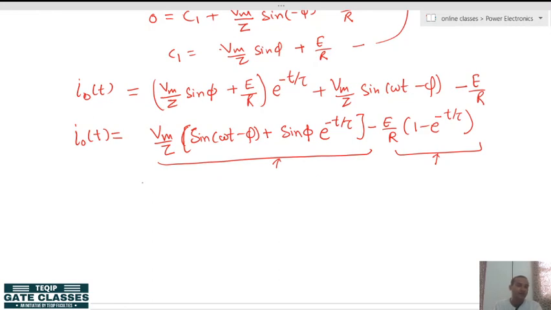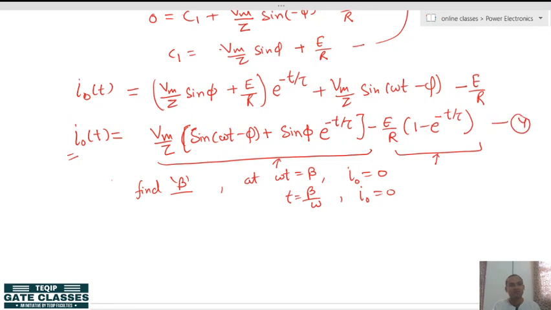Now we have to find beta, which means at what instant the inductor will discharge fully. For that it is very simple: at omega t equal to beta, the load current is again 0. So, omega t equal to beta means t equal to beta upon omega, the load current is again 0. Now, just put this value into this equation. This is my final equation.